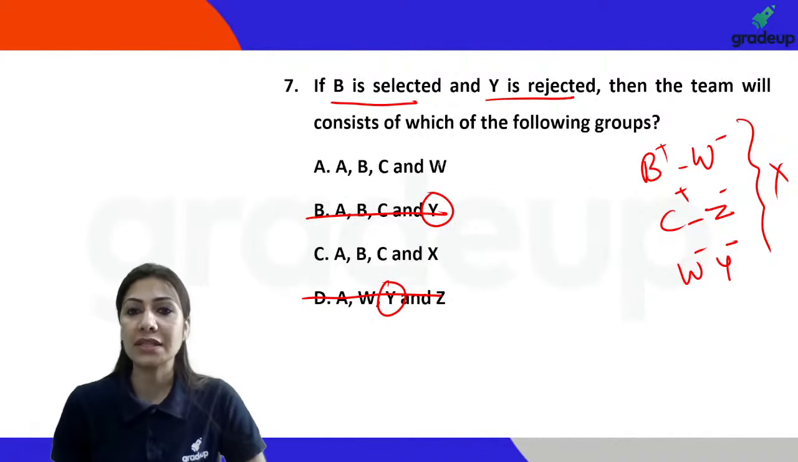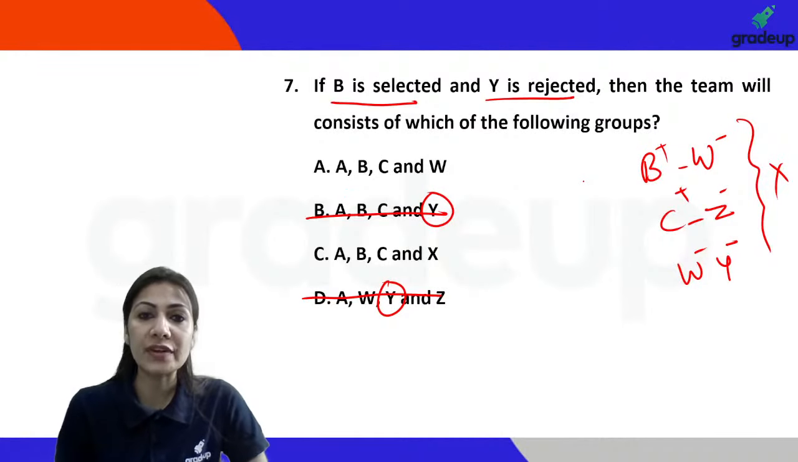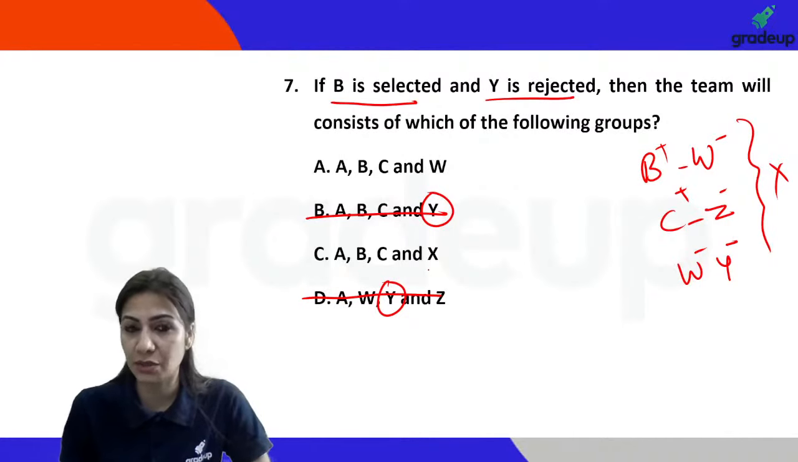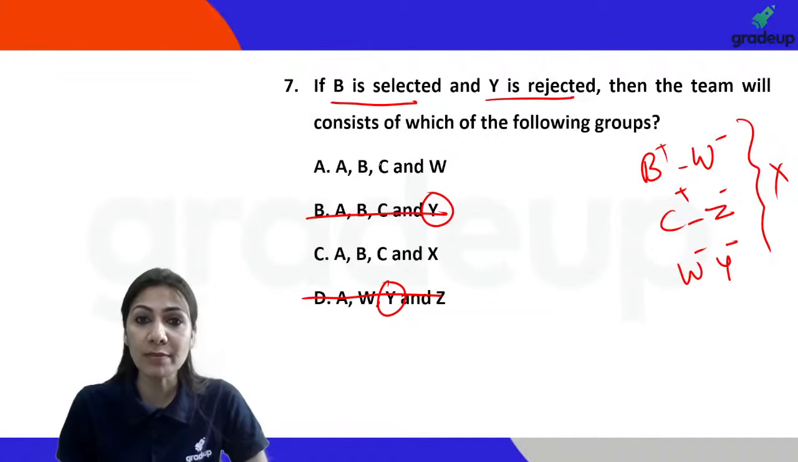Now we have given the team consists of 4 members, so what will it be? If we talk about this option, we have A, B, C, X, no problem. Here we have A, B, C, W. Yes, there is a problem in this option.